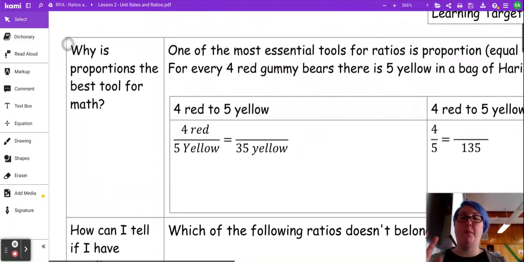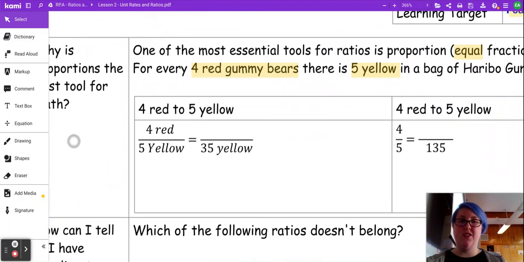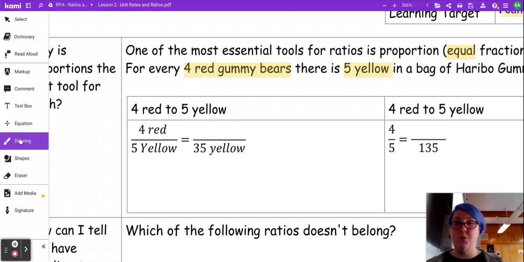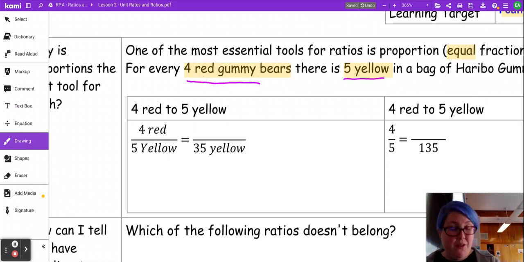So we are going to talk proportions, which just means equal fractions. We're trying to see if two fractions are equivalent, proportional to each other. We are going to use these delicious gummy bears from Haribo, 4 red to 5 yellow. So if we have 35 yellow in a bag, how many red will we get?